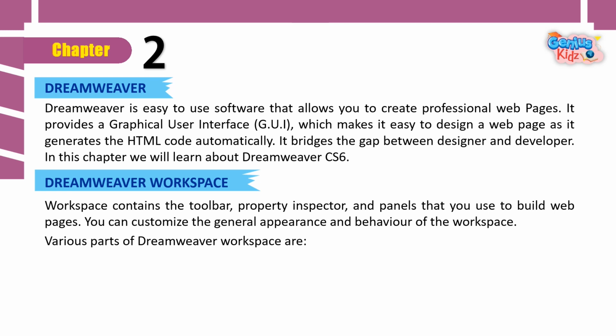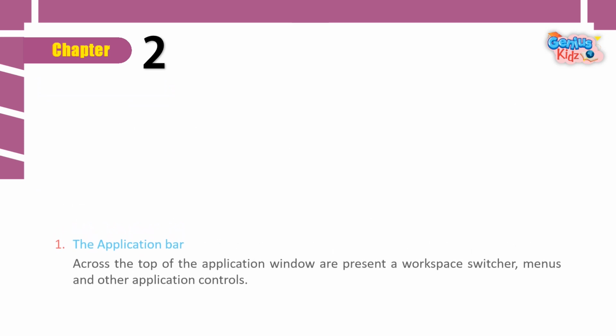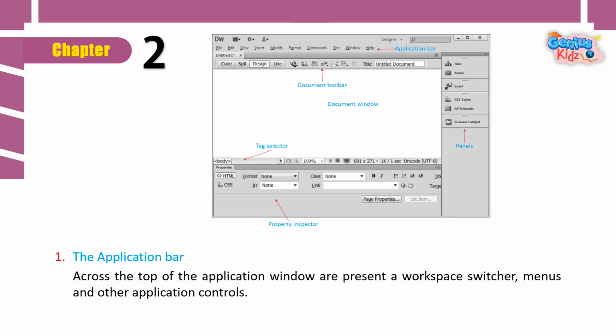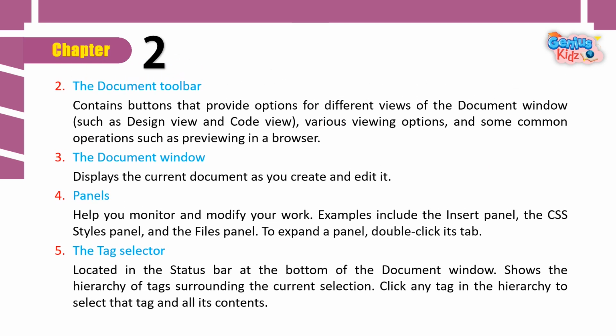Various parts of Dreamweaver Workspace are: 1. The application bar. Across the top of the application window are present a workspace switcher, menus and other application controls. 2. The document toolbar contains buttons that provide options for different views of the document window, such as design view and code view, various viewing options, and some common operations such as previewing in a browser. 3. The document window displays the current document as you create and edit it.